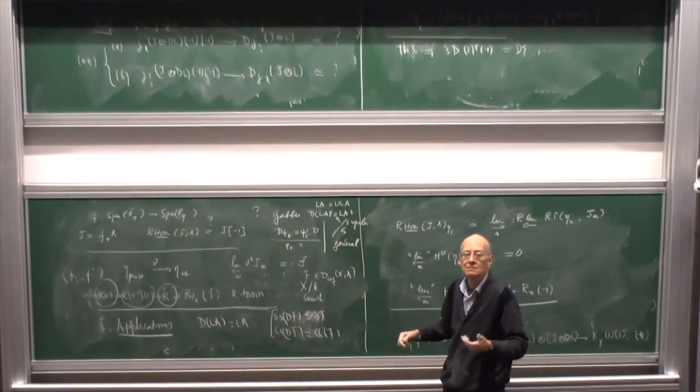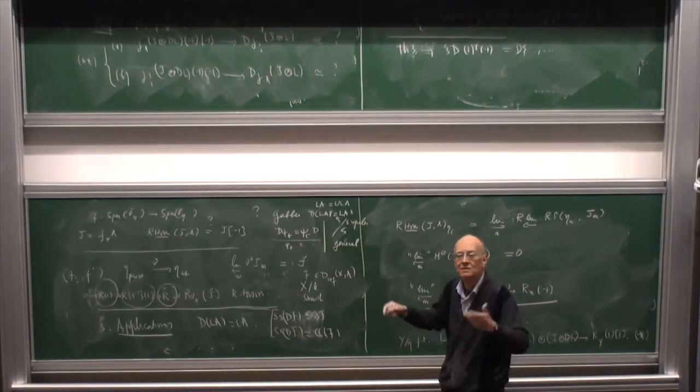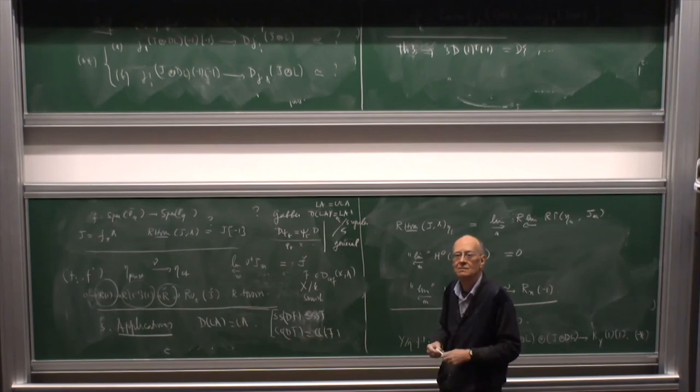There is no Iwasawa twist. There is no such thing. So we would like to have something over Z, but it's not at all clear how we can do it. Other questions? So if not, let's take this figure again.